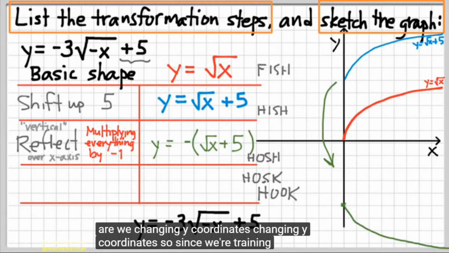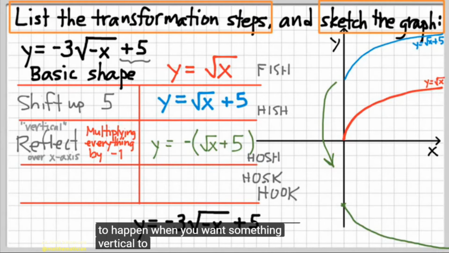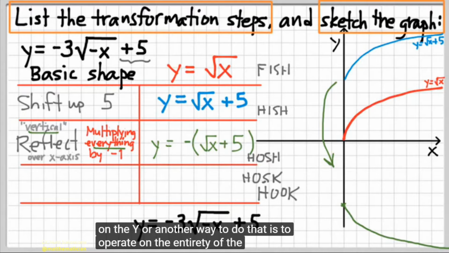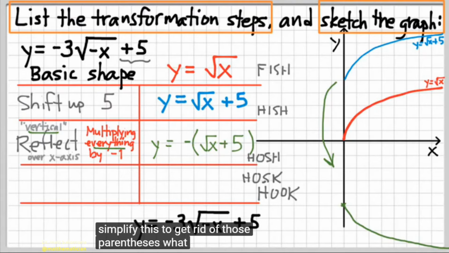Changing y coordinates. So since we're changing y coordinates, we want something vertical to happen. When you want something vertical to happen, you have to operate on the y, or another way to do that is operate on the entirety of the expression. Right? So we wanted a vertical change, so we operate on the entire expression. We put a minus sign in front of it, and then we get y equals minus the quantity square root of x plus 5. Can we simplify this to get rid of those parentheses? What would that look like?